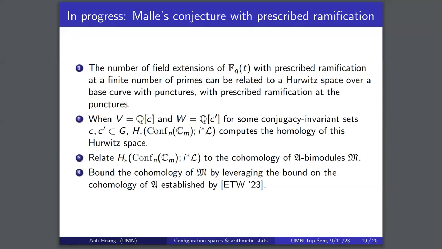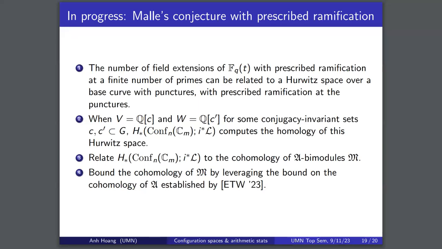In particular, the idea is that they can be encoded algebraically by conjugate-invariant sets C and C prime, and then we can define a braided vector space from those, similar to the way that Ellenberg, Tran, and Westerland did it. Then the homology of configuration space of points on the punctured plane, with certain twisted coefficients coming from this braided vector space, can compute the homology of this Hurwitz space. What we did is relate the homology of this configuration space with the cohomology of A by a module M.